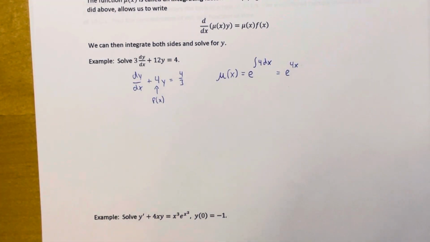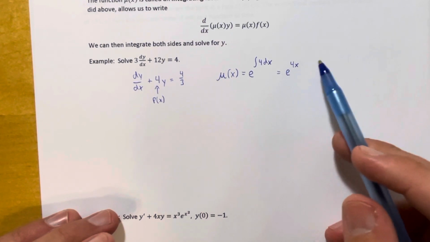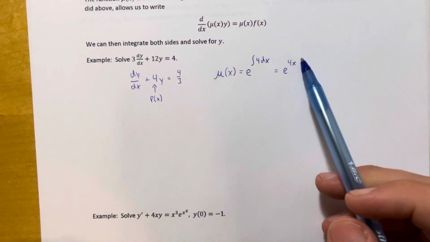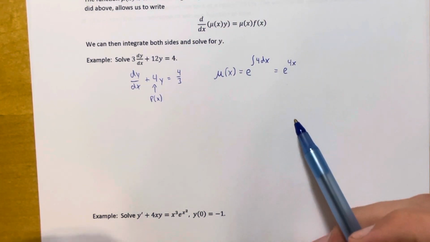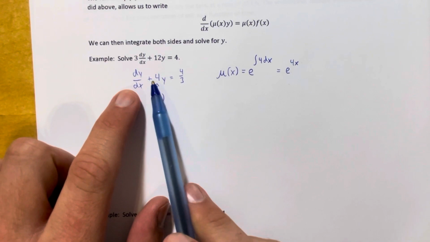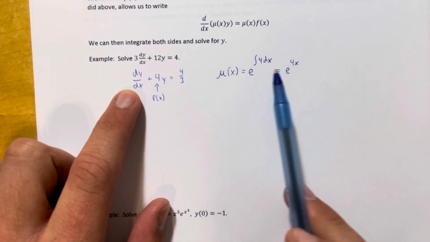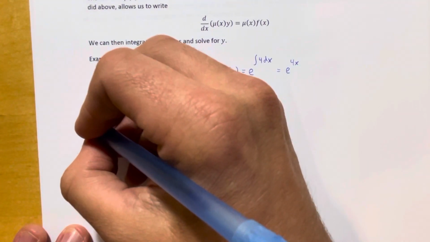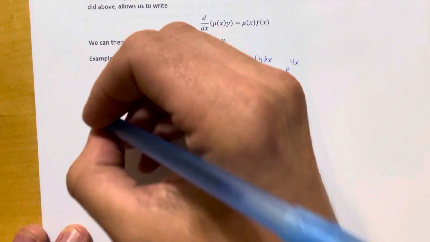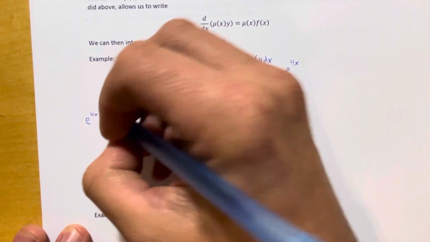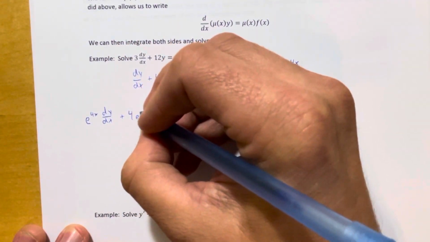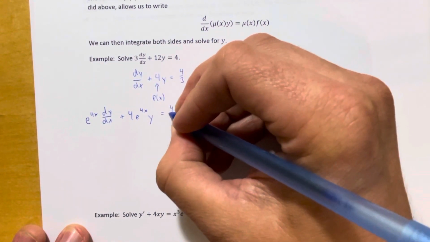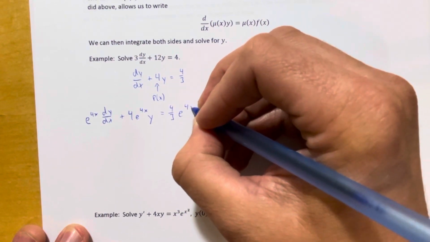And we're going to do that every time we find an integrating factor. We're going to essentially ignore the plus c, because we don't need all of those antiderivatives. We just need one, and that's going to be the simplest one to use. So now what I'm going to do is go back to this form of my linear differential equation, and I'm going to multiply both sides of it by e to the 4x. So that's going to give me this, e to the 4x times dy dx plus 4e to the 4x y equals 4/3 e to the 4x, okay?